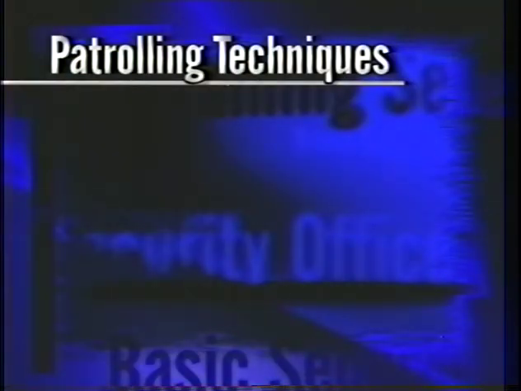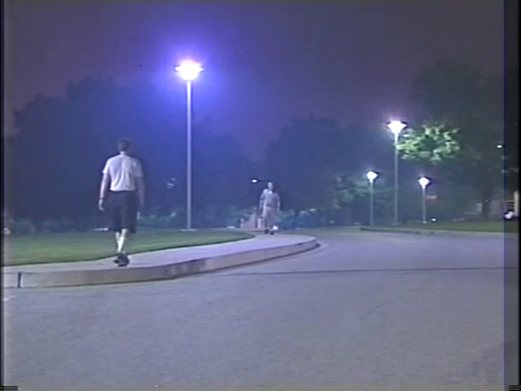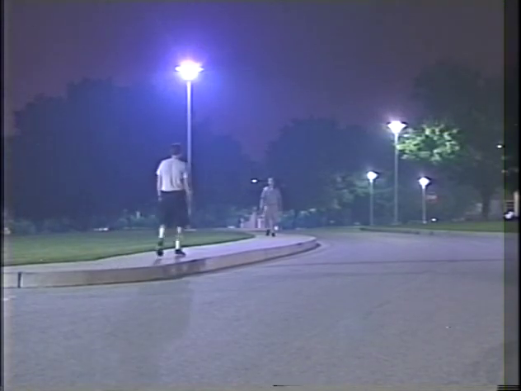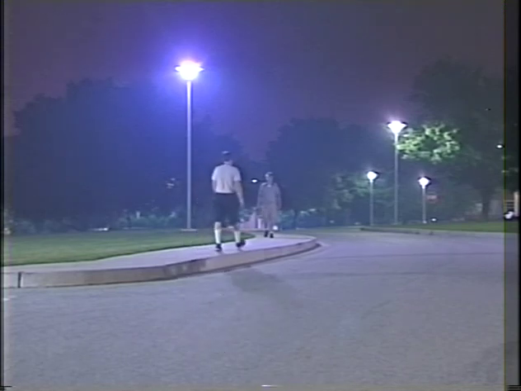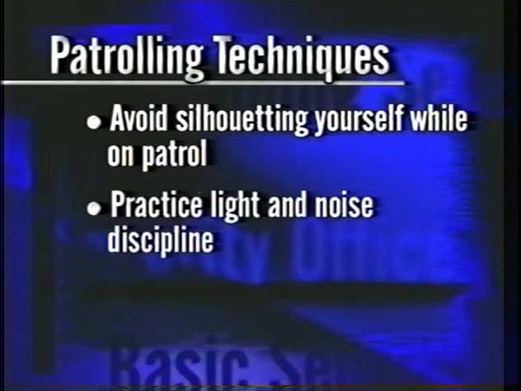In addition to the Cooper Color Code, you can also borrow a few other techniques from our police colleagues for patrolling in the darkness. First, avoid silhouetting yourself while on patrol. You choose when you want to be seen. Don't linger in areas that are backlit or that show your presence too clearly unless you want to be seen.